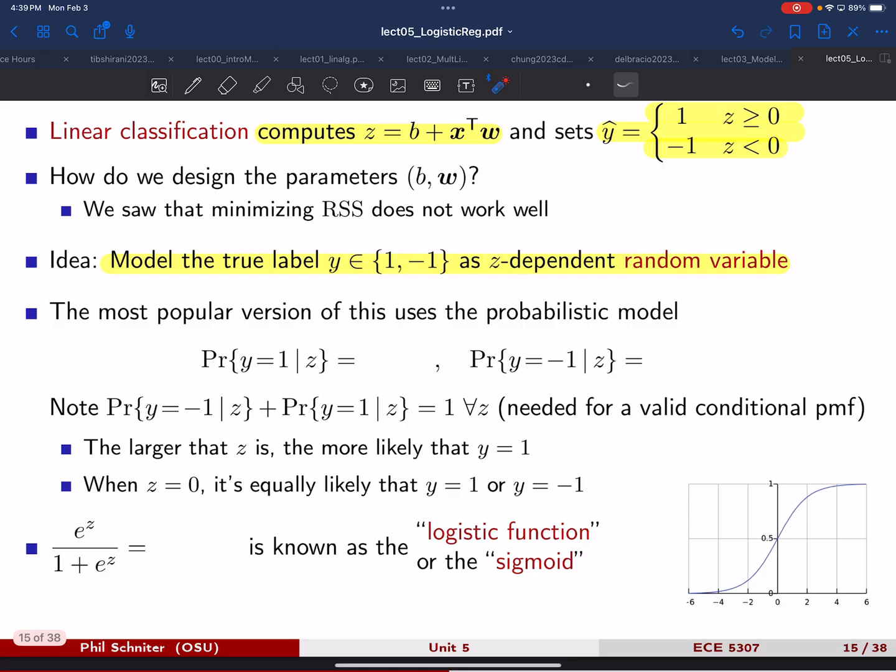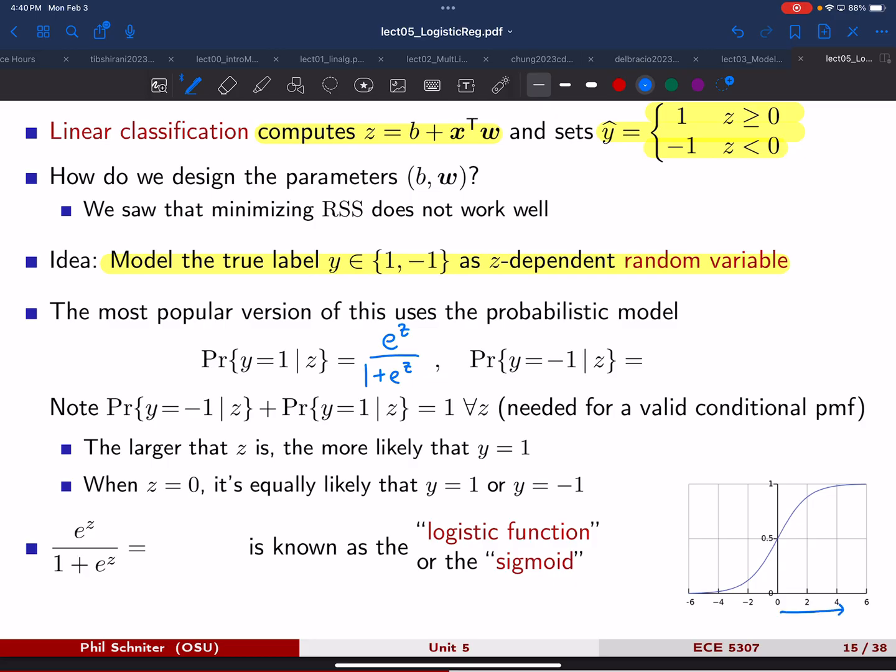So there are many ways to do this. The most popular version uses this probability, e to the power z over 1 plus e to the power z. So again, this is the probability that the true label is 1 given the score z. And if you plot this, it looks exactly like this. This is a sigmoid curve. You can see here that this is 0, this is 1, so the probability is always somewhere between 0 and 1.